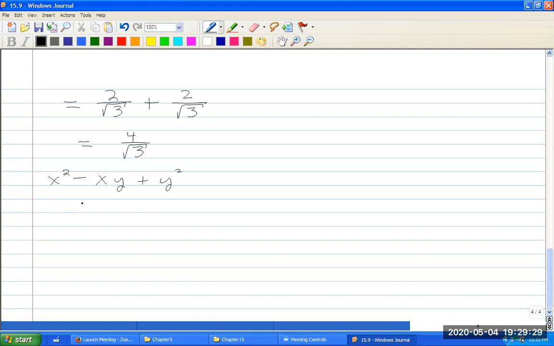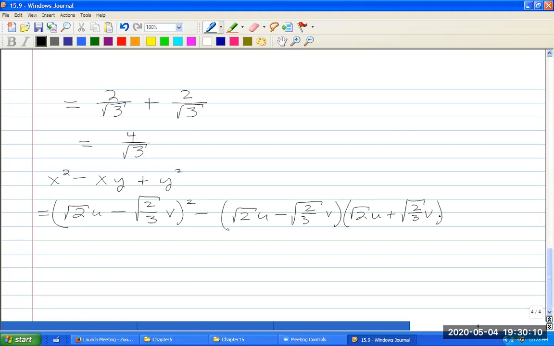So this is equal to x, which is rad 2 u minus rad 2/3 v, minus, oh, this is going to be nice, rad 2 u minus rad 2/3 v times rad 2 u plus rad 2/3 v, the product of the sum and difference of two terms, then plus rad 2 u plus rad 2/3 v squared.